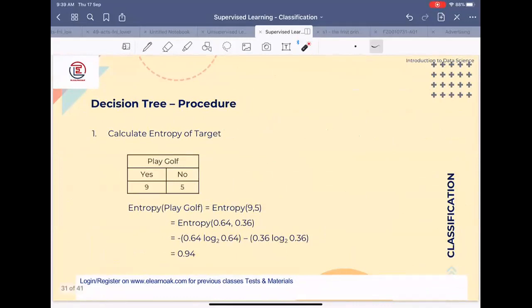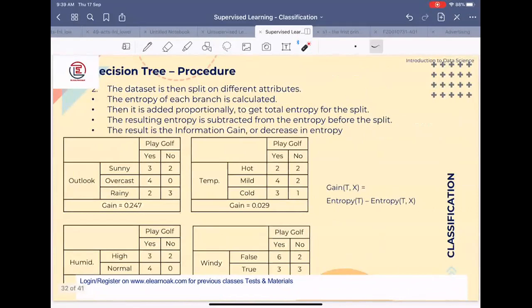Step 1, calculate the entropy of the target. We have already done that. It comes out to be 0.94. So step 1 is done. We have calculated the entropy of the target. Let's go ahead. Step 2. For the data set, for each of the features, there are 4 features: outlook, temperature, humidity, and windy. For each of the 4 features, evaluate the information gain.